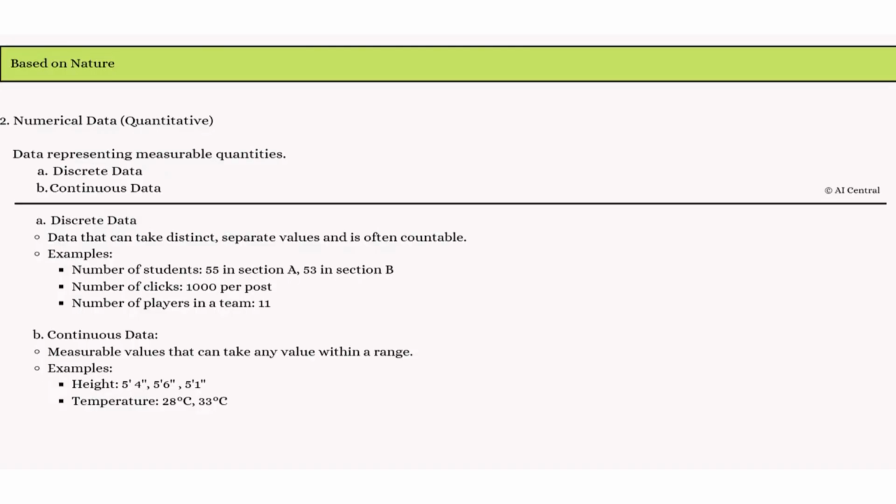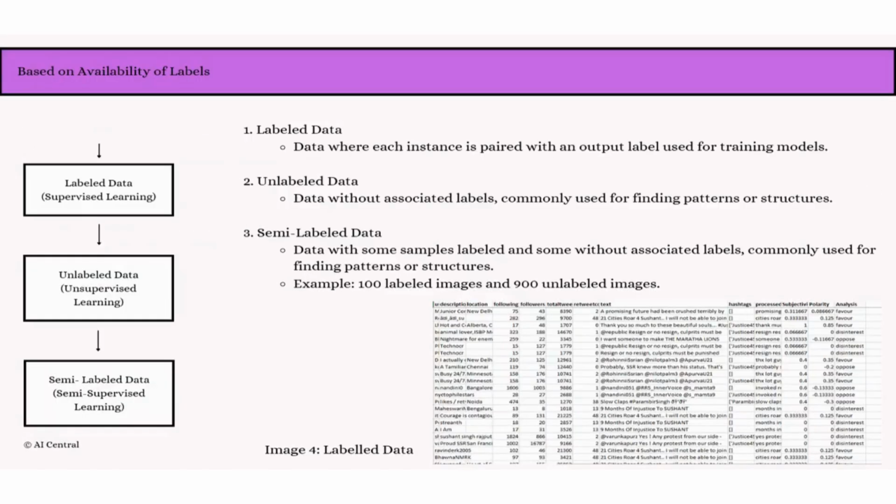So these are the examples of continuous data. Next, on the basis of availability of labels, data can either be labeled, unlabeled or semi-labeled. Now, as the name suggests, if the dataset is having a particular label associated with it for each row, then it is known as labeled data.